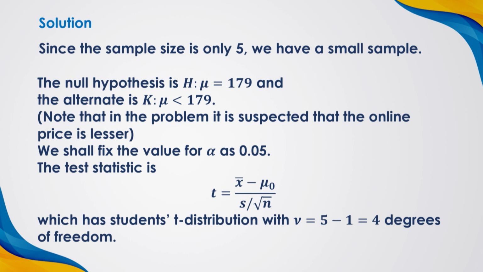Solution. Since the sample size is only 5, we have a small sample. The null hypothesis is H: mu equal to 179 and the alternative is K: mu less than 179. Please note that in the problem it is suspected that the online price is lesser. So, that dictates the type of alternate hypothesis, that is, less than type. We shall fix the value for alpha as 0.05. The test statistic is t equal to x bar minus mu 0 divided by small s divided by root n, which has a Student's t distribution with nu equal to 5 minus 1 equal to 4 degrees of freedom.